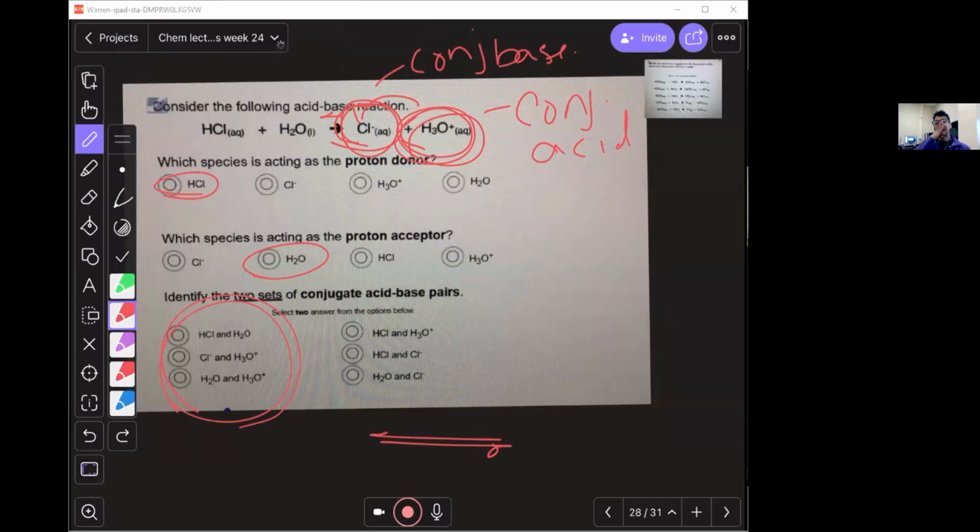It has to be the one that gives to the other one. So H2O and H3O are not giving the proton to each other. They're not acting as an acid and base for each other. Right.